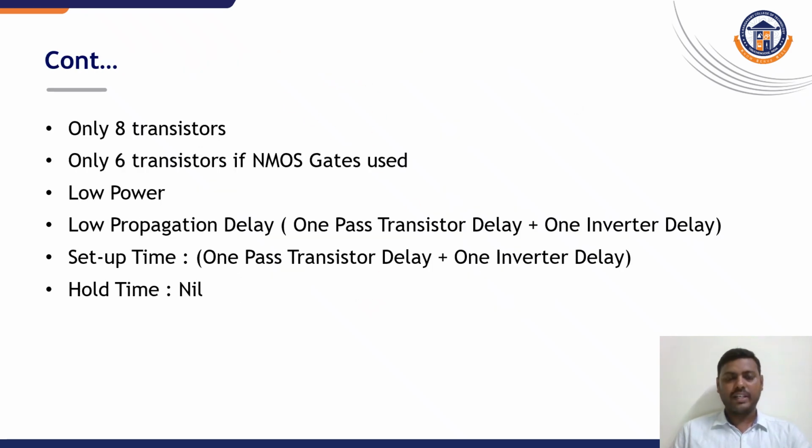The main advantage of the dynamic D latch using the transmission gate is that it only requires 8 transistors. But when we use NMOS transistors, it requires only 6 transistors and low power, and it produces a low propagation delay. That is, one pass transistor delay plus one inverter delay is enough. That is the propagation delay for the dynamic D latch.